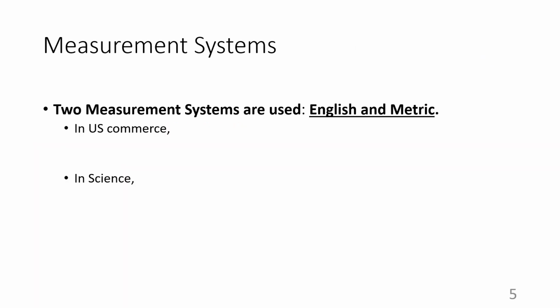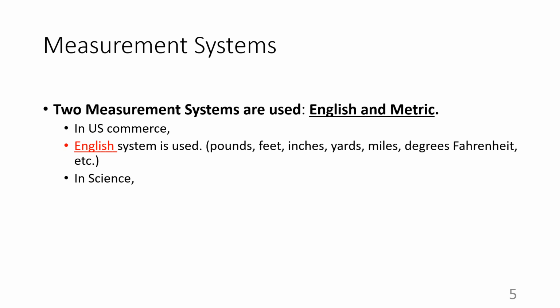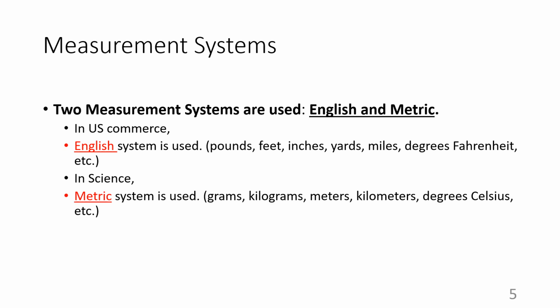There are two measurement systems that are used. There's English and metric, and that can lead to some confusion. So in the United States, in our commerce, at the grocery store, the English system is used. So we're talking pounds, feet, inches, etc. But in science, we use the metric system. So instead of pounds or ounces, we would use grams or kilograms for mass. When we're measuring distances or lengths, we would use meters rather than feet, inches, and yards or miles. And so the metric system is very versatile because you'll have a base unit and then you'll have a prefix that can make that base unit larger or smaller.